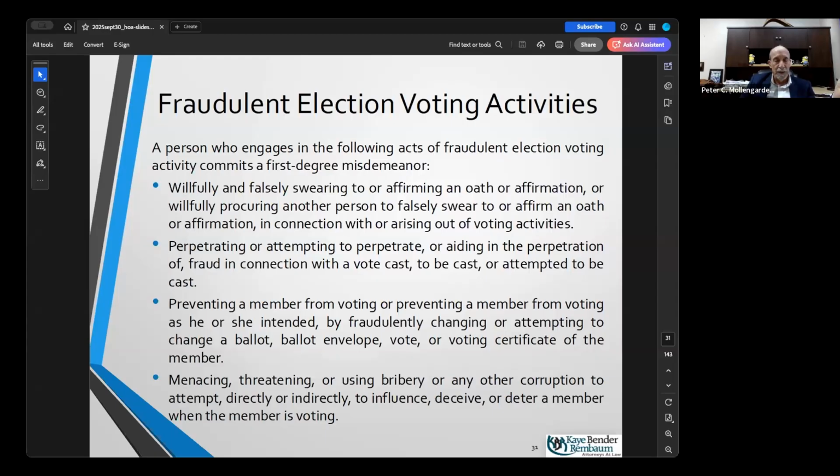And finally, menacing, threatening, or using bribery or any other corruption to attempt directly or indirectly to influence, deceive, or deter a member when the member is voting. So it's pretty serious stuff. All these things amount to fraudulent election voting activities.